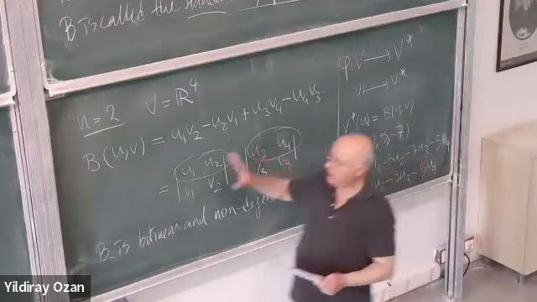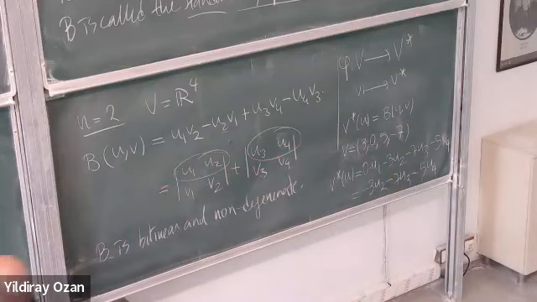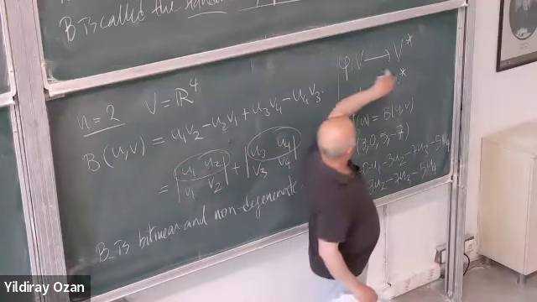Yani bu şeyler a non-degenerate bilinear form gives a canonical way from V to V star. Okay?